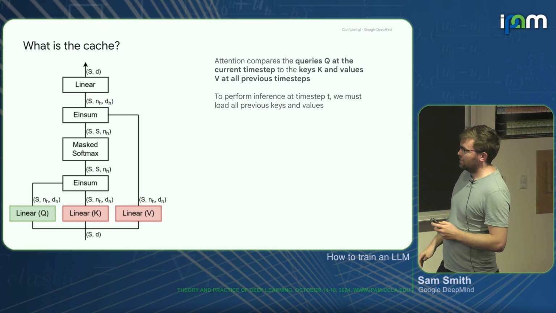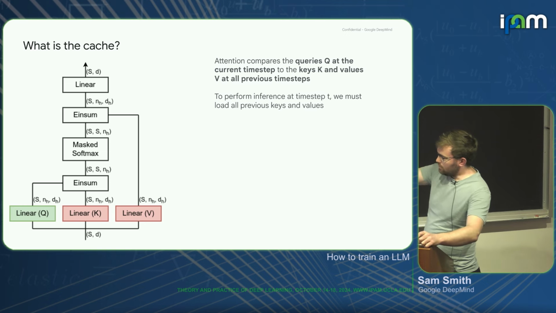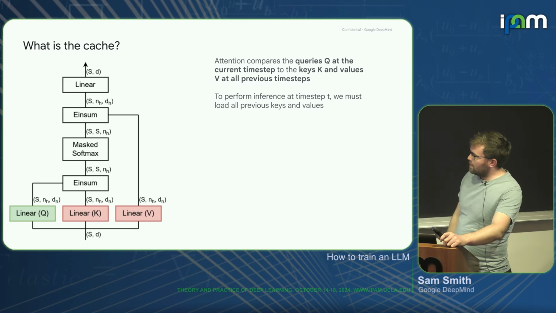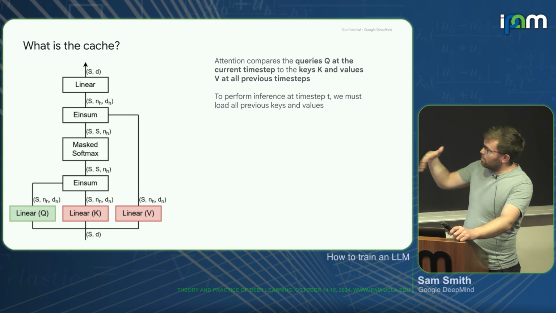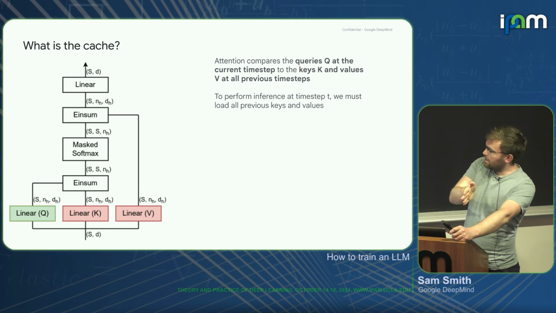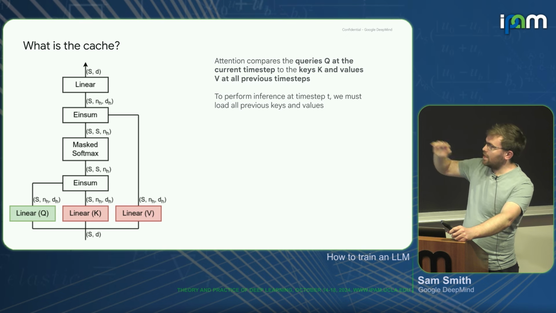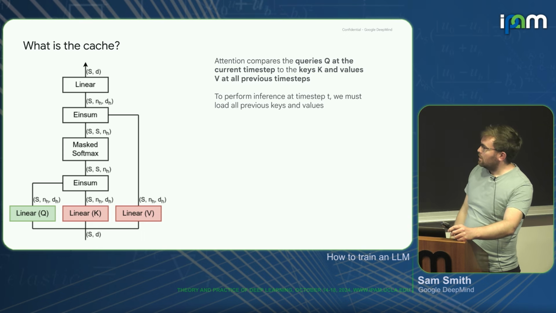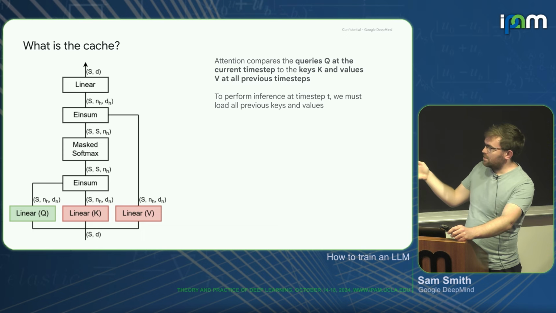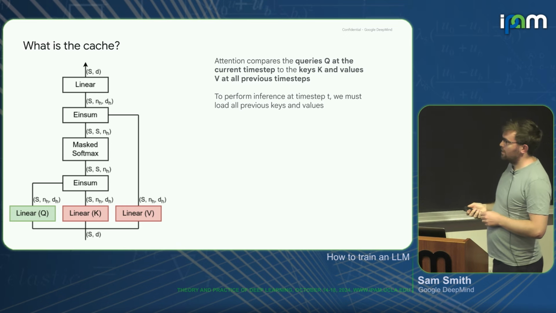Okay, just briefly for those who aren't familiar, what is this cache that I mentioned? Here's the attention diagram from earlier. This first einsum is basically producing an outer product between the queries at our current time step and the keys across all of the previous time steps. Then when we apply the second einsum, we're using this attention matrix to look across all previous values as well. So we only need the queries at the current time step, but we need the keys and the values for all previous time steps in order to run inference.